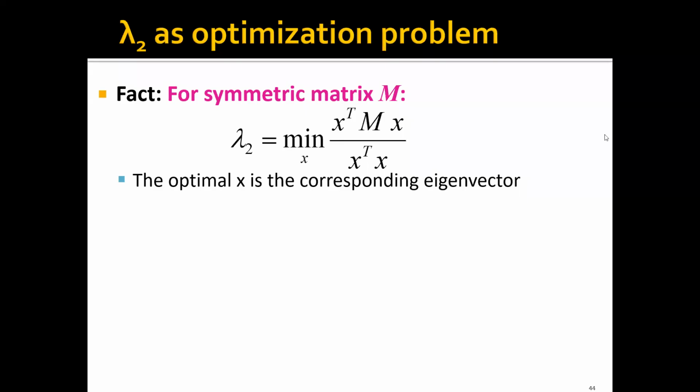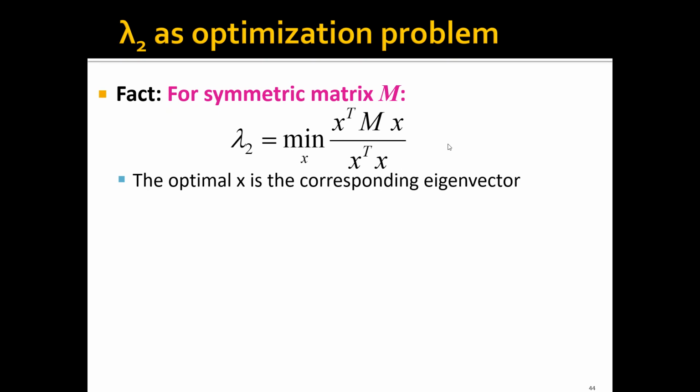After defining the Laplacian matrix, let's see what its eigenvalues and eigenvectors mean. We'll start with an interesting fact: for a symmetric matrix M, its second smallest eigenvalue, lambda 2, is actually equal to the solution of this optimization problem, where x is a vector and M is a symmetric matrix. You want to change x to minimize this objective function, which is basically x transpose times M times x over x transpose times x.